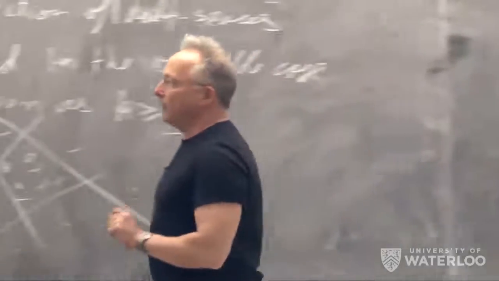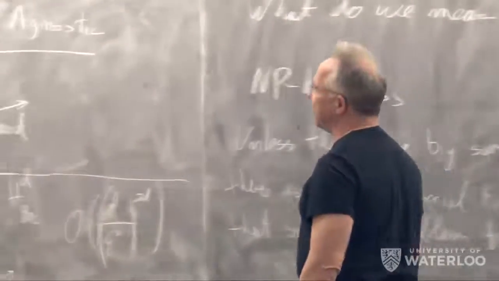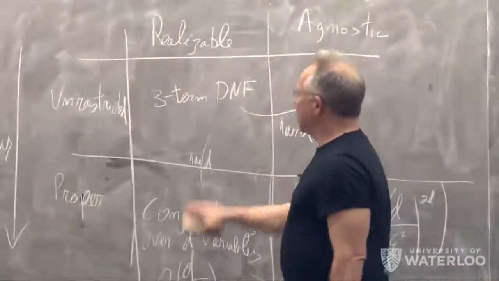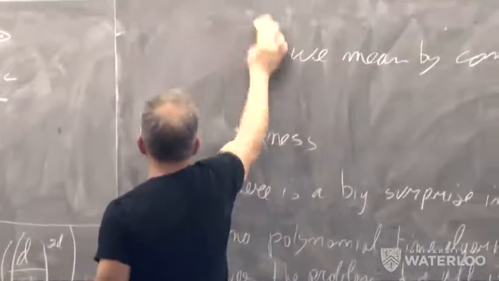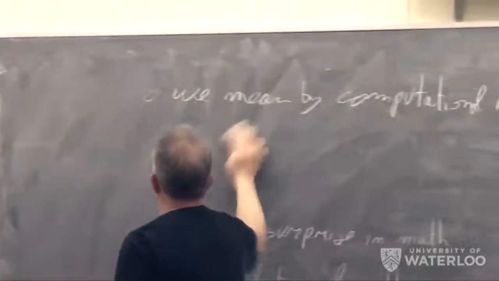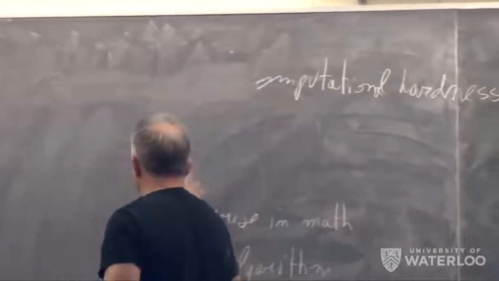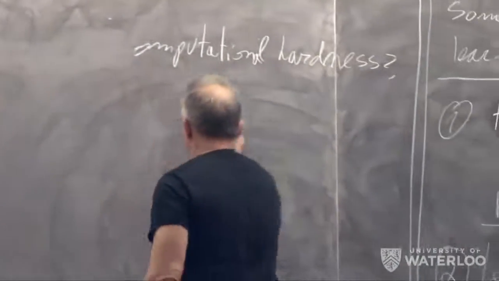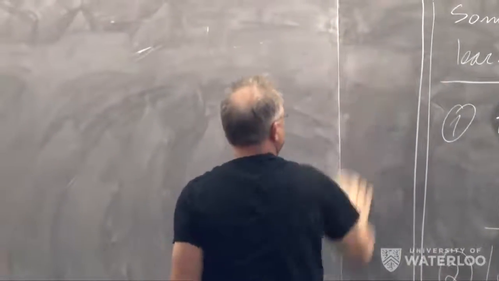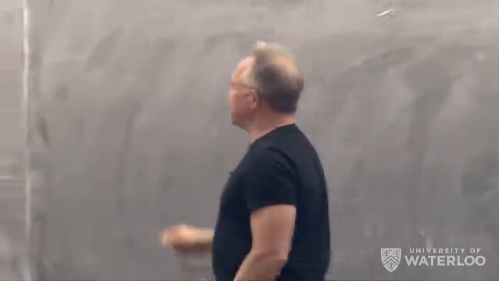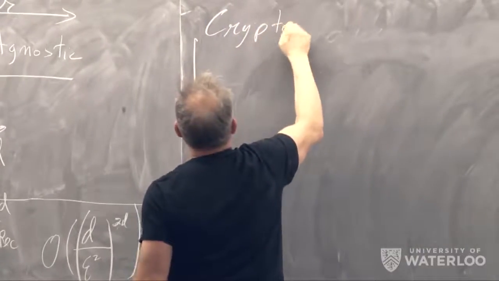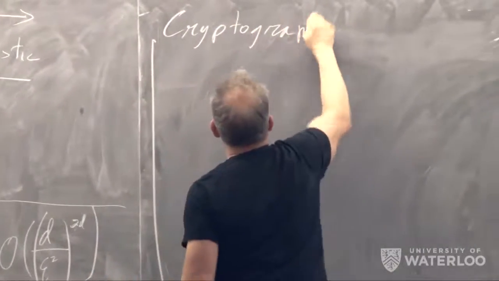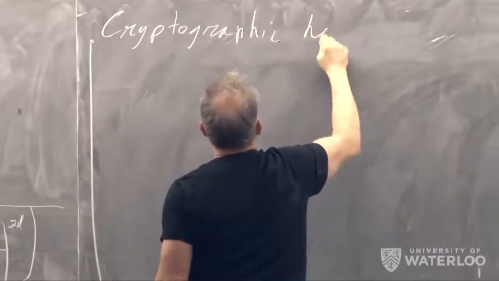OK, so we have all kinds of NP-hardness results, and they are all about the proper, some realizable, some unrealizable. I want to mention one more tool for showing hardness, which is not NP-hardness. This one is interesting for other reasons as well, and this is cryptographic hardness.